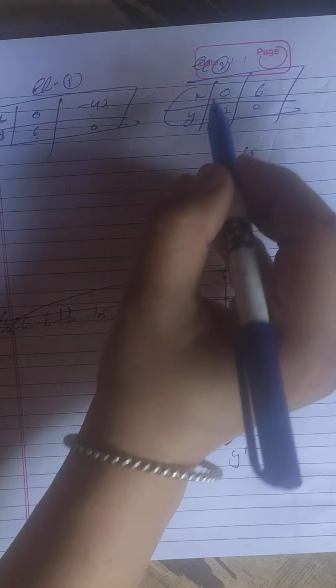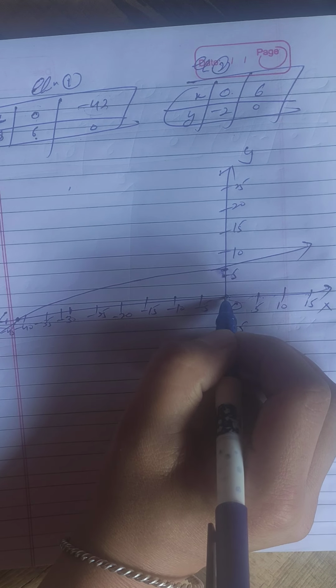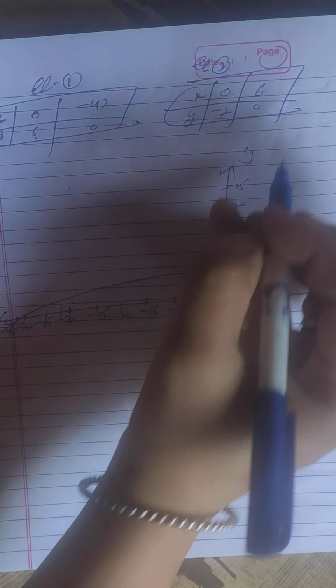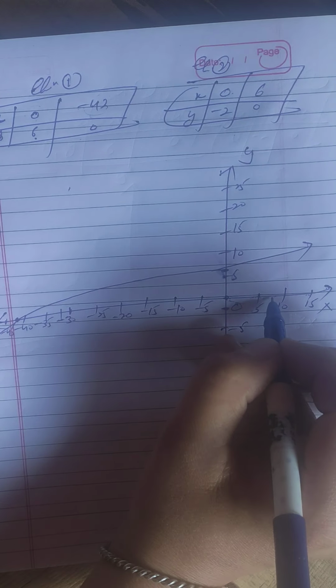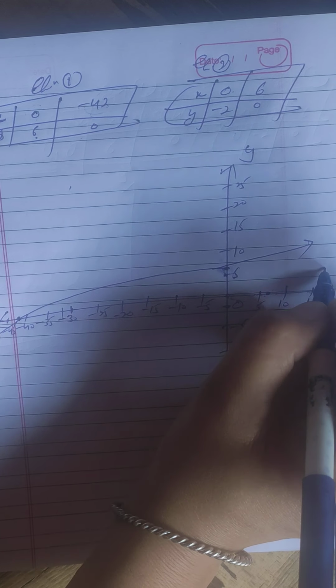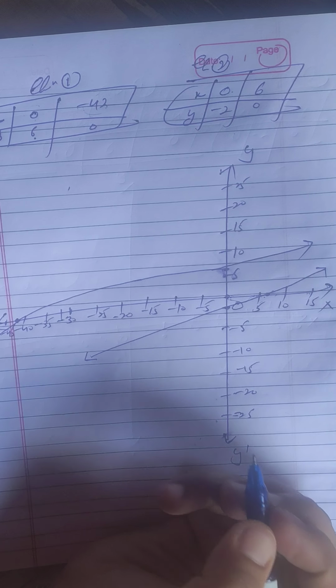Okay, the second point is there with you, that is 0 comma minus 2. 0 comma minus 2 means on the x-axis you will not move it, on the y-axis you will move down to minus 2, that is here. And the next point is there with you, 6 comma 0. 6 comma 0 means it will be here, and then you have to join it and extend it. And this is your representation in graphical form.